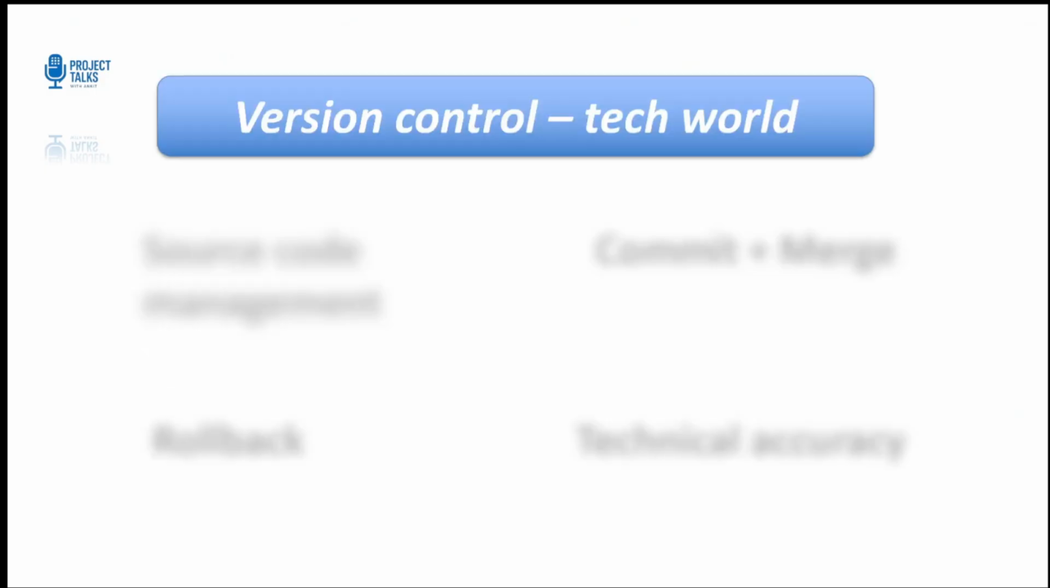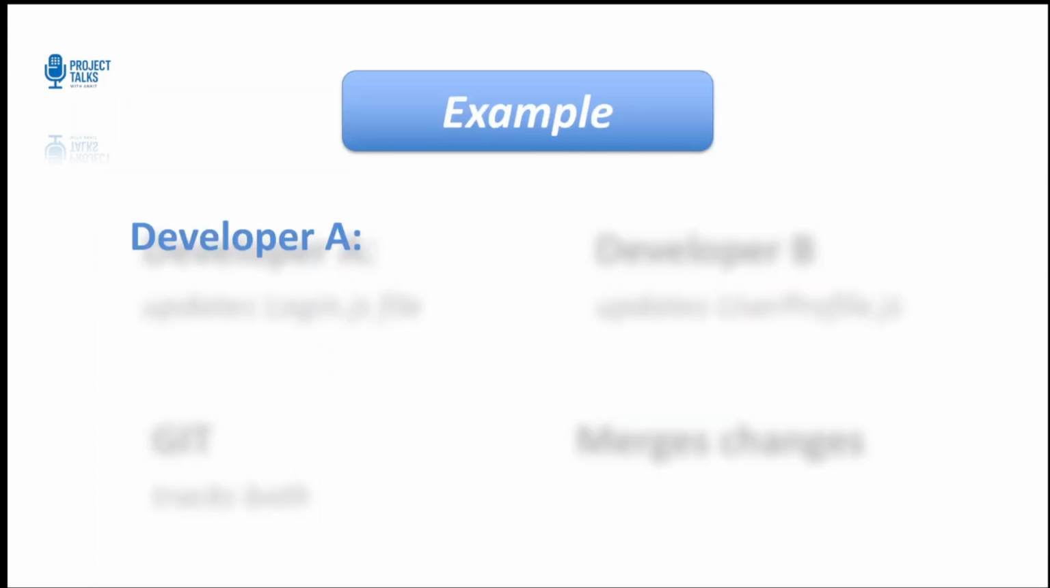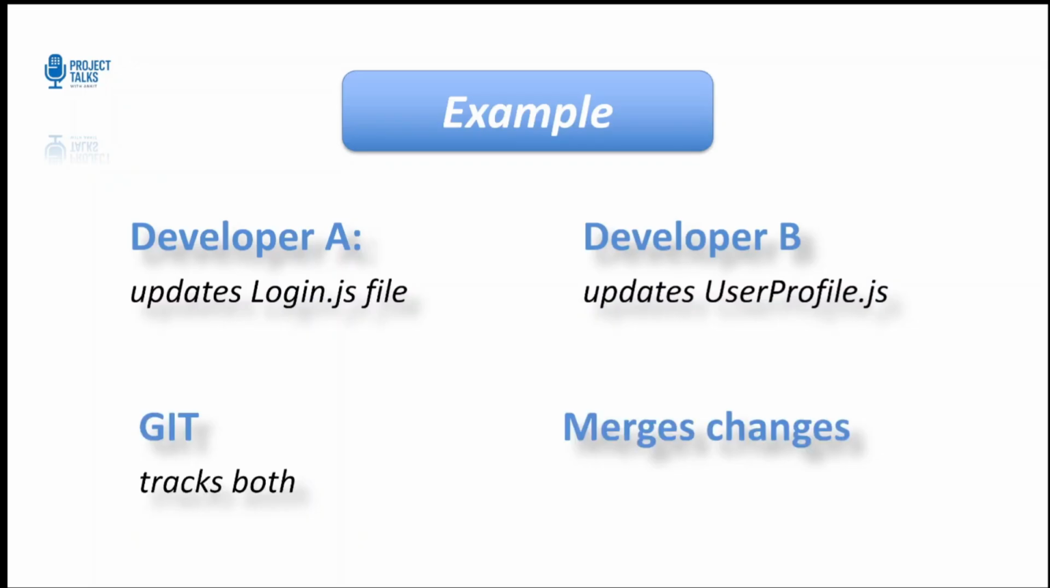To make it clearer, version control in the tech world is all about source code management. Each developer works on their own branch, commits code, and merges the changes. It allows rollback, comparison, and collaboration without overwriting. It uses tools like Git, GitHub, Bitbucket. The focus is on technical accuracy, code consistency, merge conflicts, etc. For example, developer A updates a login.js file, developer B updates the user profile, and Git tracks both of them and merges the changes.